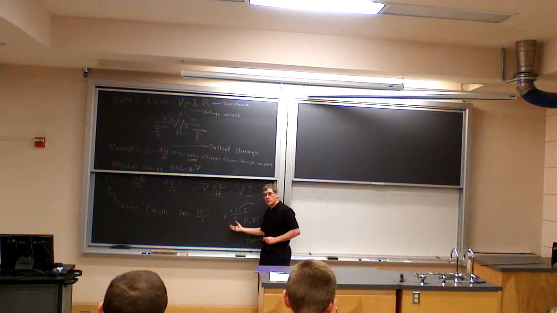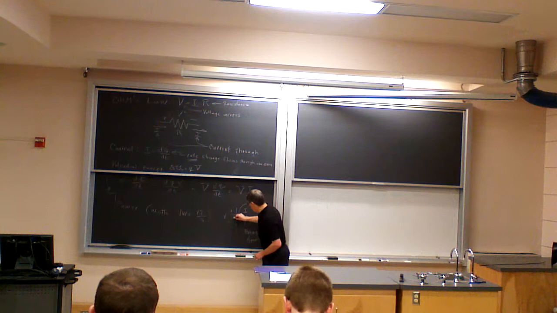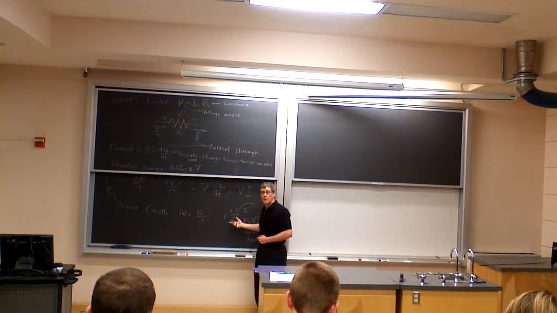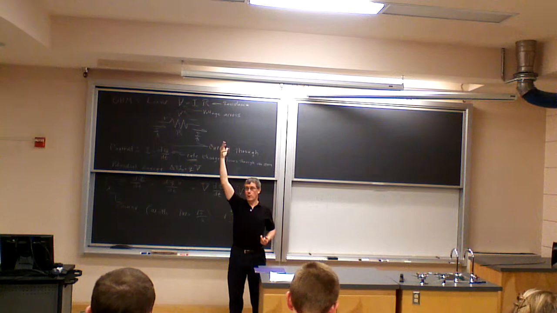What's the field inside here? The field is pointing from positive to negative, right? If we put a positive charge there, which way does it want to go to reduce its potential energy? It wants to go down. So there's something in that device that's giving that positive charge potential energy. So something is generating energy. In the case of a battery, that's chemical energy being converted to electric.